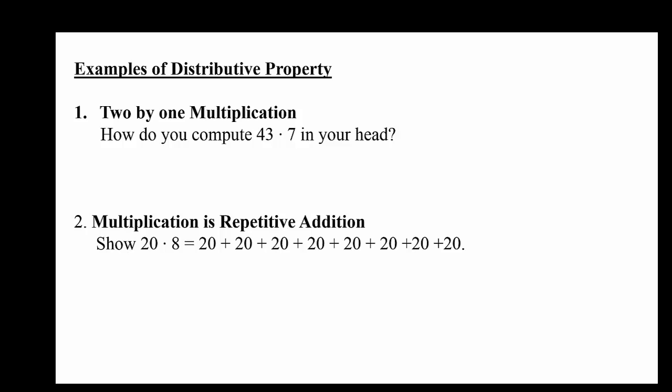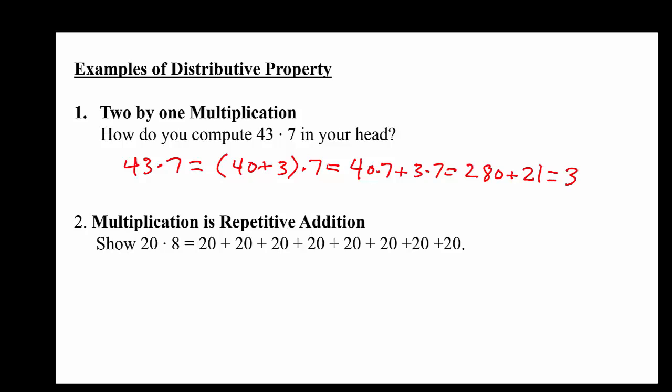So go ahead, Kyle. So we have 43 times 7, which we can write 43 as 40 plus 3 in parentheses times 7. So then we can have 40 times 7 plus 3 times 7, and 40 times 7 is 280, and 7 times 3 is 21.